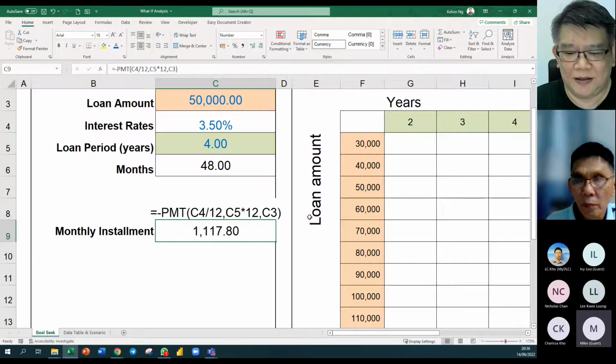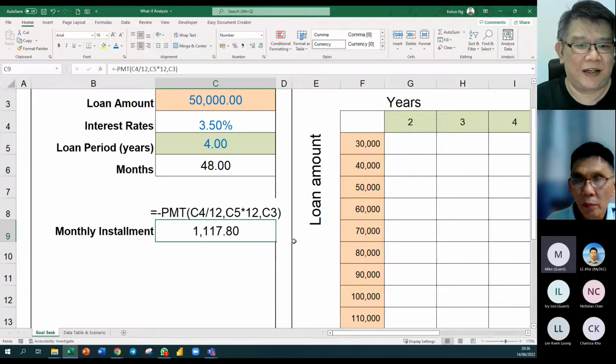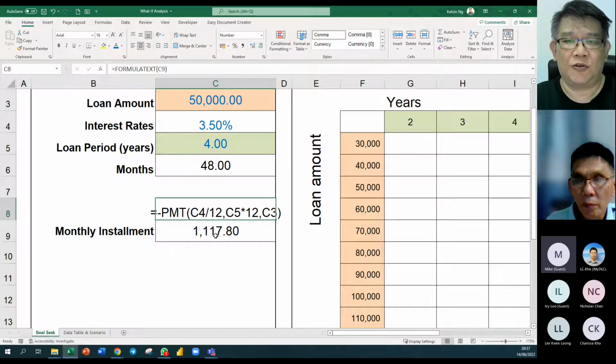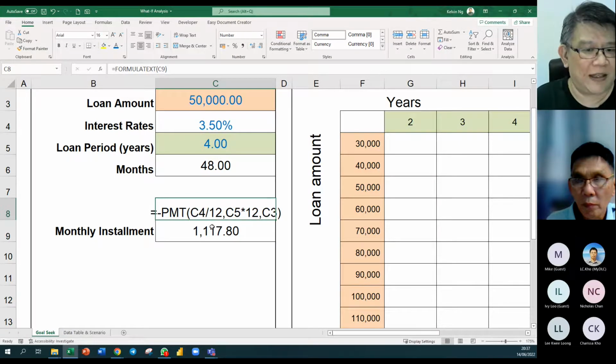But anybody here studied? Anybody here studied financial analysis before? You will have heard of all those terms, right? But we are not into that now. I just want to make the formula as complicated as possible only.